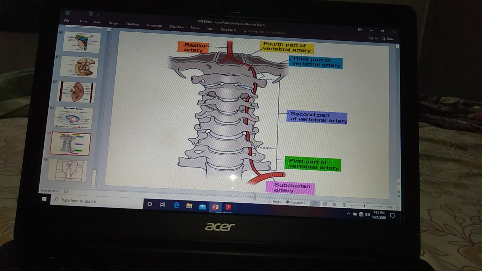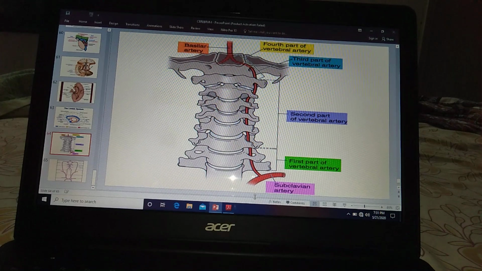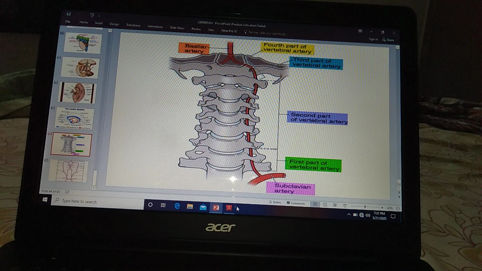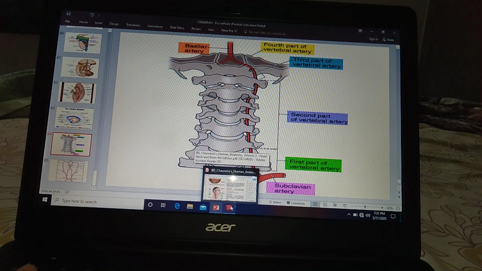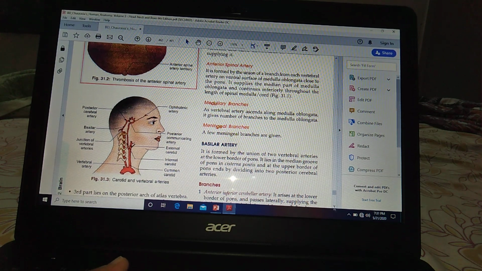Now this vertebral artery enters the subarachnoid space in the upper part of the vertebral canal after piercing the dura mater and the arachnoid mater. Then it curves around the ventrolateral aspect of the medulla oblongata between the rootlets of the hypoglossal nerve to unite with its fellow artery at the lower border of the pons and forms the median basilar artery. We will see this.